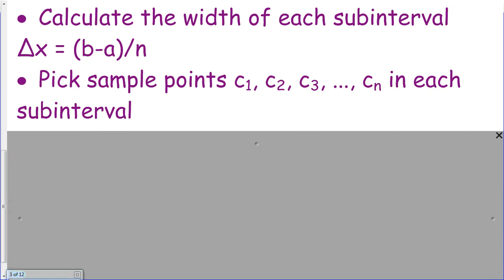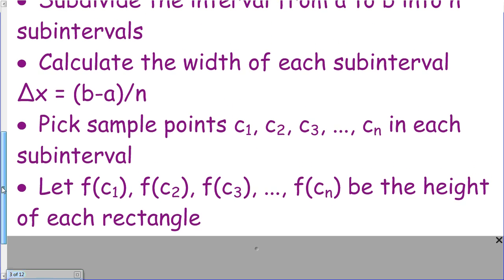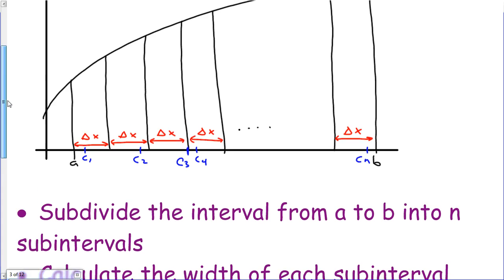All right, now the reason for those sample points, like I mentioned, we have to determine the height of our rectangles. And that's what the sample points are going to help us do. We're going to let f at c sub 1, so plug in c sub 1 into my function, that gives me a y value. In essence, it gives me the height of my rectangle. F of c2, f of c3, all the way up to f at c sub n will be the height of each rectangle. Okay, so let's go back up to our sketch and actually illustrate that here.